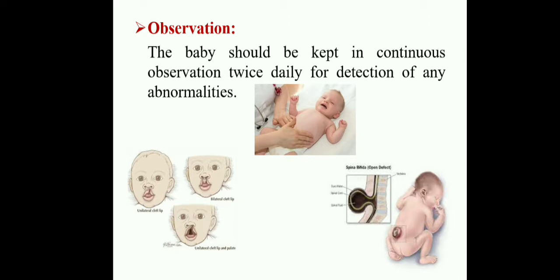What is the observation? The baby should be kept under continuous observation, twice daily, for detection of any abnormalities. You should check the baby. Physical examination by observation is very, very important. If any deformities are there, look at that picture, cleft lip and cleft palate, and then spina bifida. Then observe if the baby is crying, and if any abdominal discomfort is there. Observation is very, very important for detecting abnormalities of the newborn.